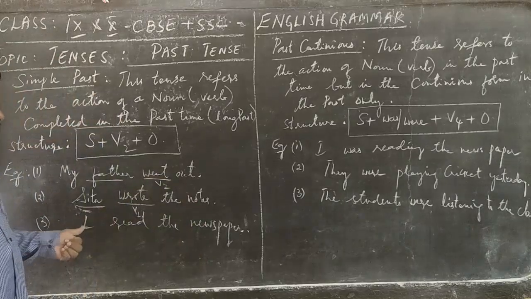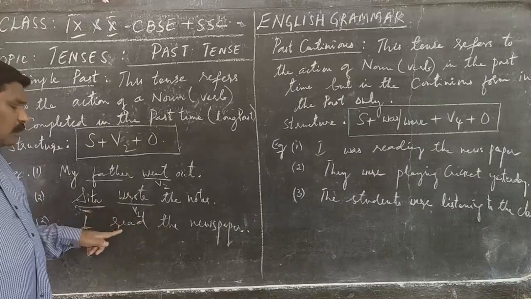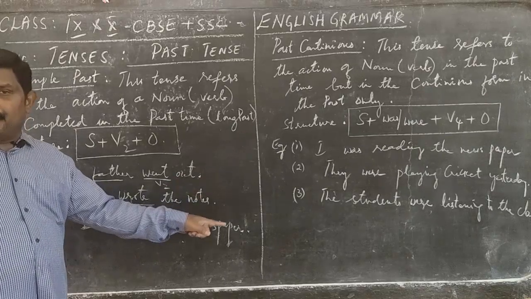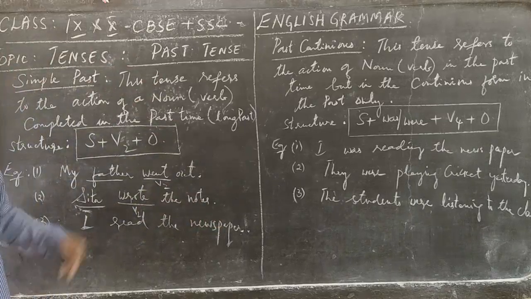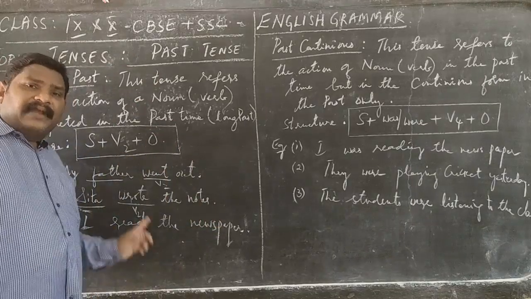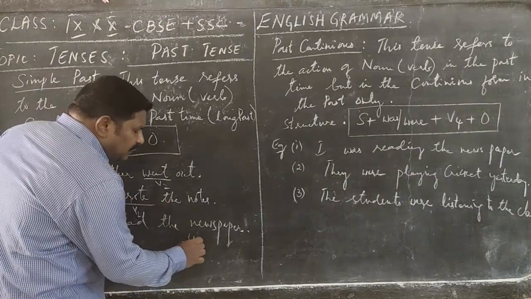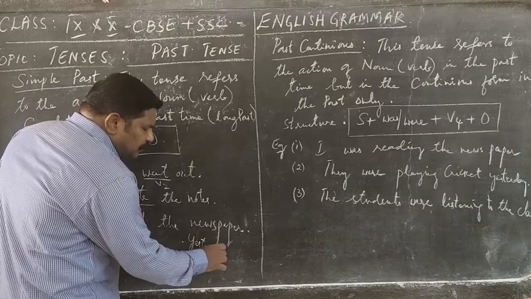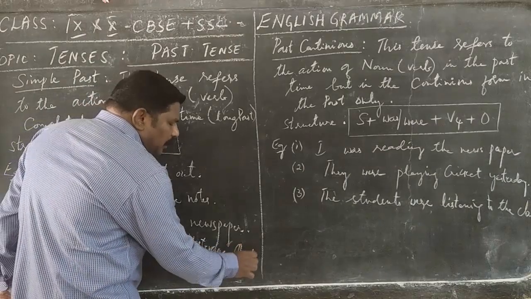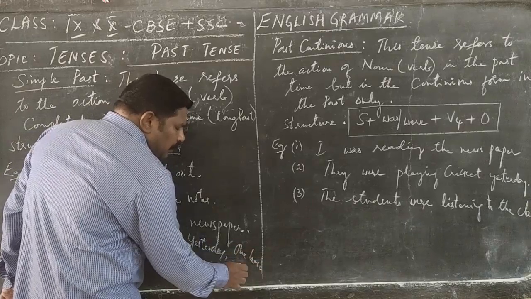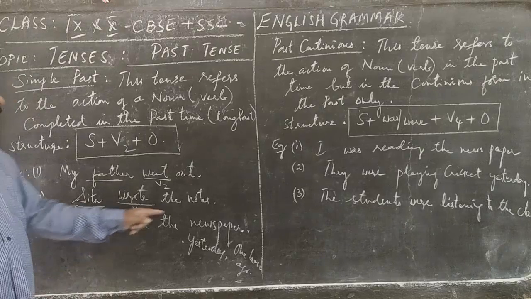Because this is the past tense, how can I say I read the newspaper, when it is not referring to the past time? I read the newspaper. For example, I read the newspaper yesterday. I read the newspaper one hour ago. Or I read the newspaper.